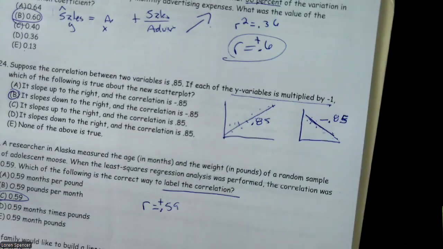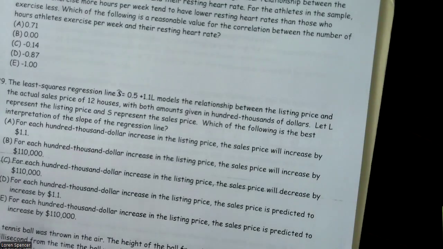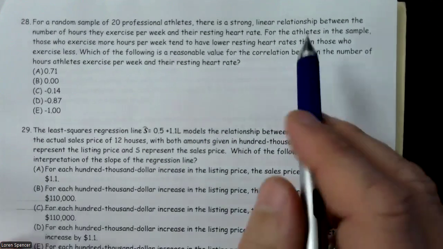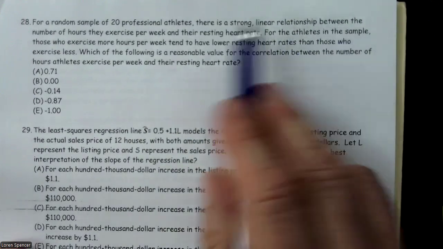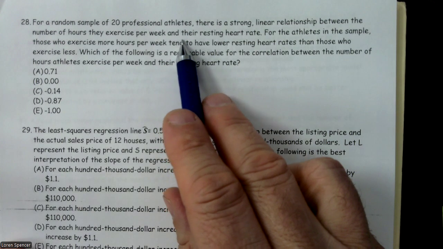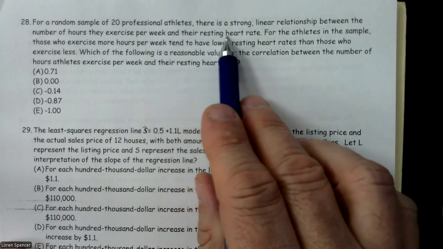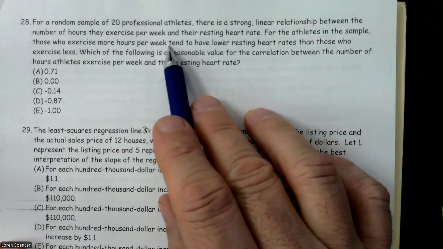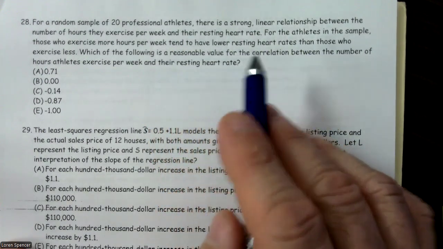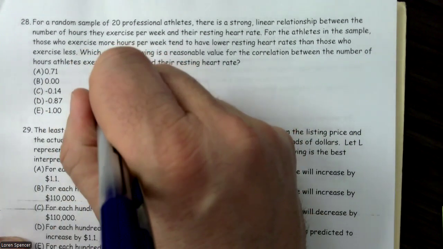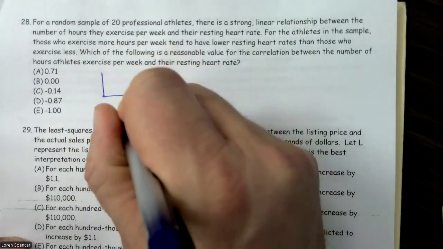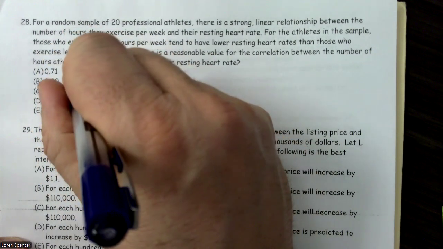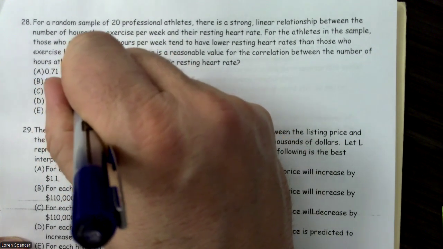All right, 28. For a random sample of 20 professional athletes, there's a strong linear relationship between the number of hours they exercise and their resting heart rate. For the athletes in the sample, those who exercised more hours per week tend to have lower heart rates. So let's go ahead and do this. All right. This is hours, and this is heart rate.